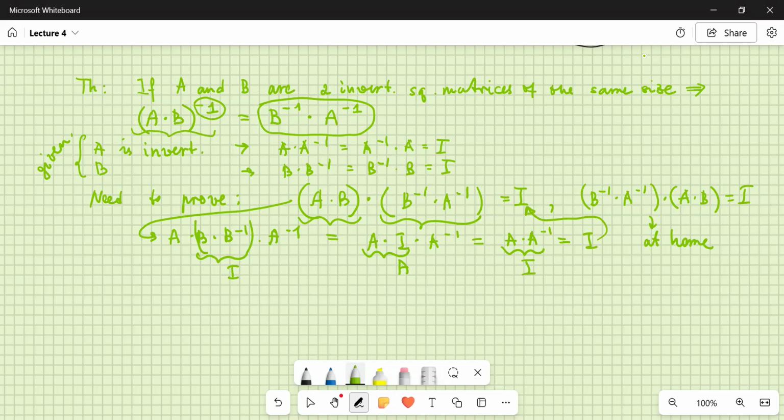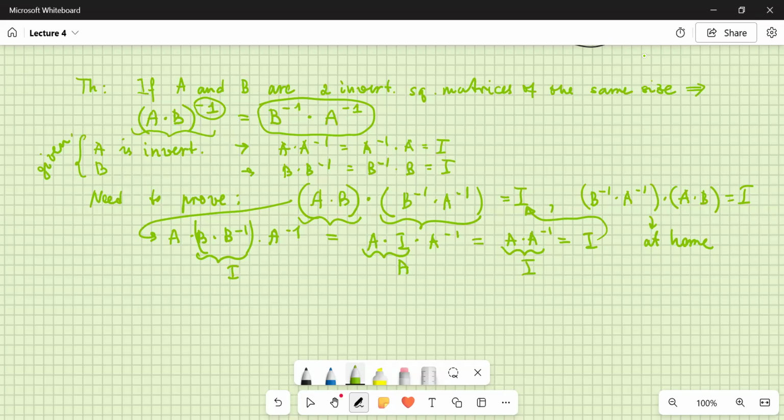And I'm going to ask you to do the second part at home. You probably see already how you can use the associative property of multiplication, rearrange parentheses, and prove everything. Okay. So, well, it's a good theorem. I don't know how many times we are going to use it, but at least we are going to use it once when we prove something.